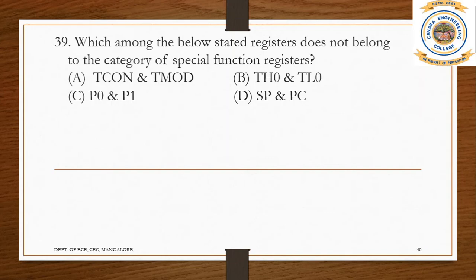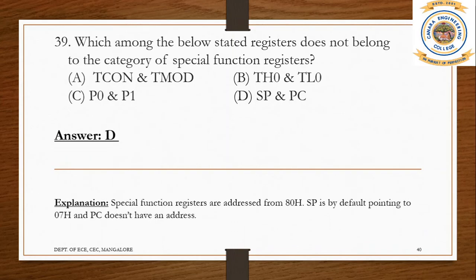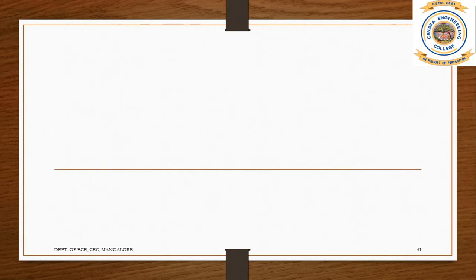TH0 and TL0 are nothing but timers, which have addresses in that range. P0 and P1 are port 0 and port 1, obviously having addresses in that range. Now what about the stack pointer and program counter? Just now we discussed the program counter does not have an address, and the stack pointer always points to 07H. The stack pointer is not in the region of 80H to FFH, so it is not a special function register. Answer is D. This is how you should be able to connect with questions and remember the answers.